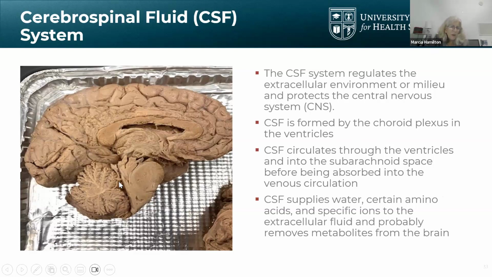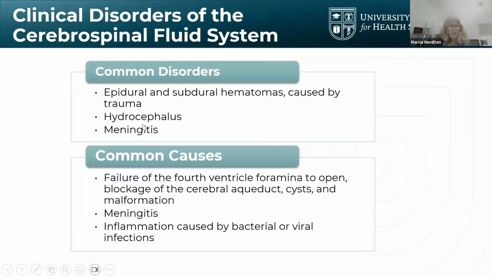Here we can see the fourth ventricle, and up in here is where we can see the left lateral ventricle. So things that can happen to the cerebrospinal fluid system will be, we can have something called epidural and subdural hematomas. So below the dura mater and above the dura mater, you can have a bruising caused by trauma. You can have hydrocephalus. So hydrocephalus is where the cerebrospinal fluid is accumulating in the ventricles.